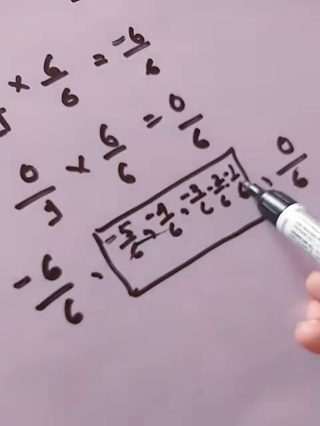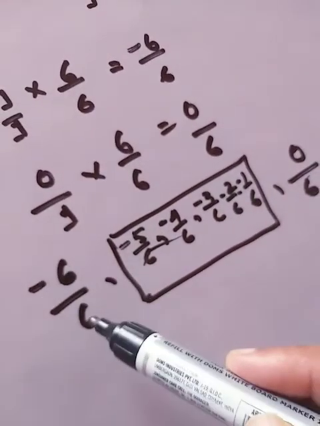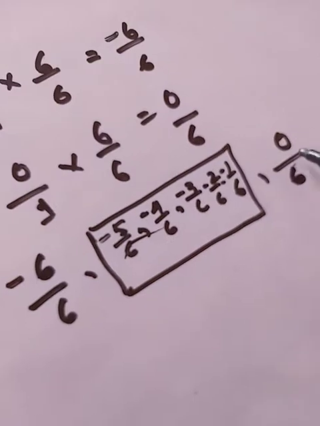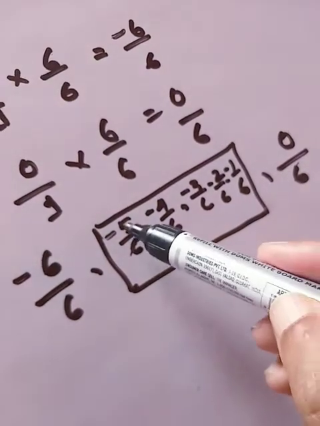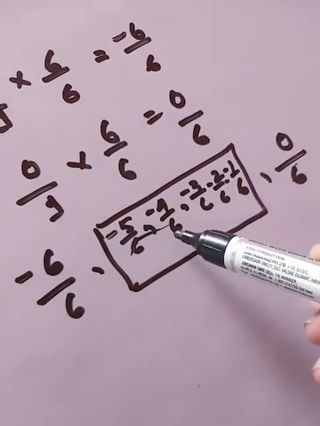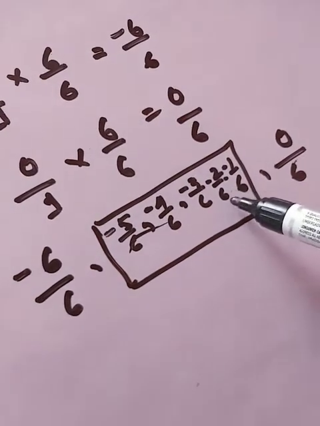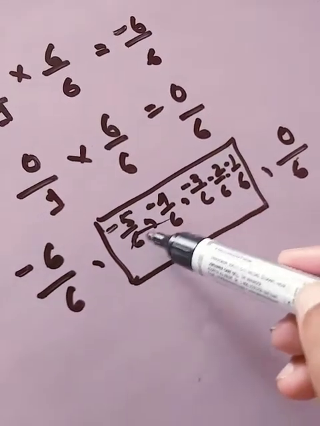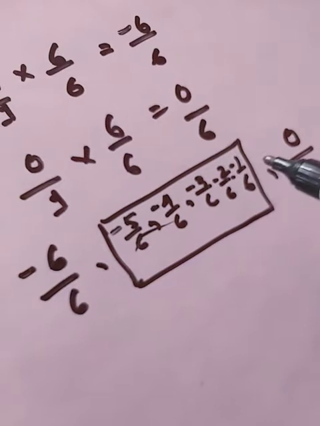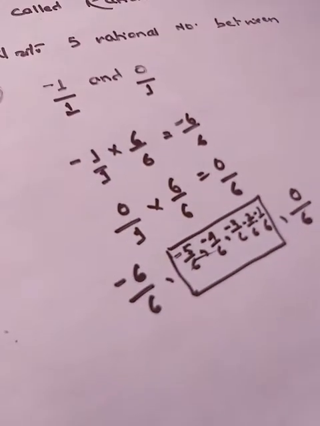So these are the 5 numbers which will come between minus 6 by 6 and 0 by 6. That is minus 5 by 6, minus 4 by 6, minus 3 by 6, minus 2 by 6, and minus 1 by 6. How many numbers? 1, 2, 3, 4, 5. Understood? It's as easy as this.